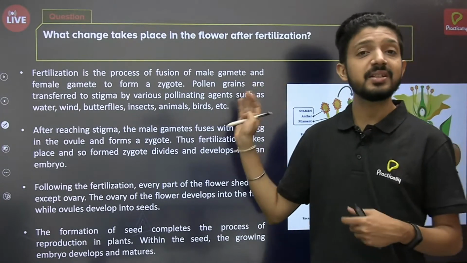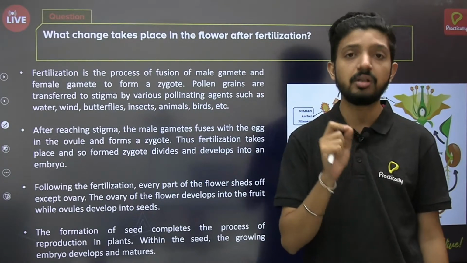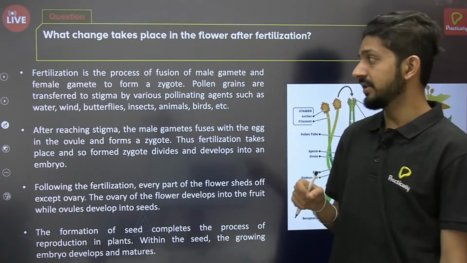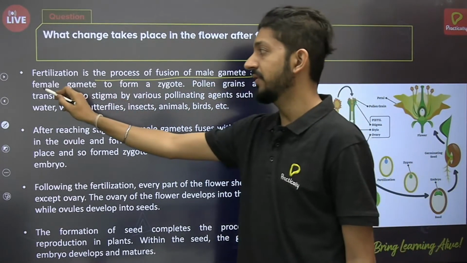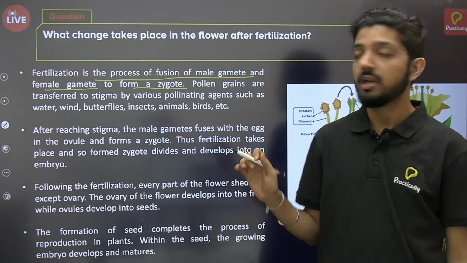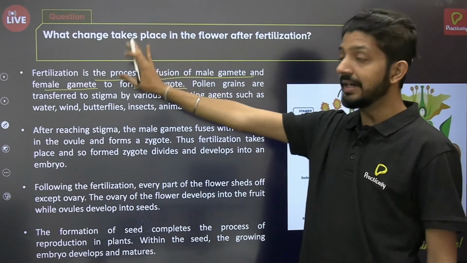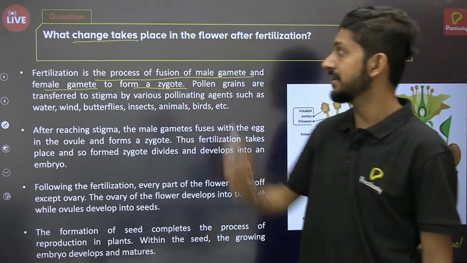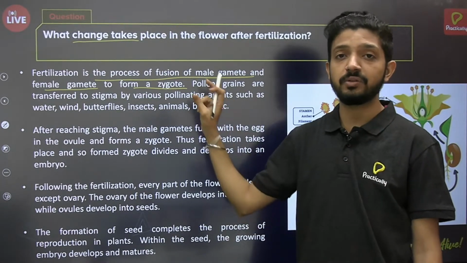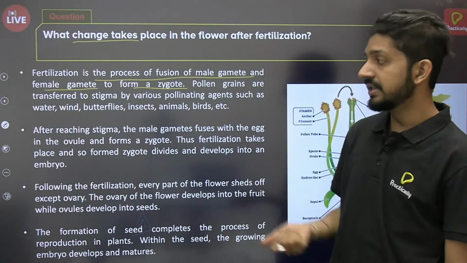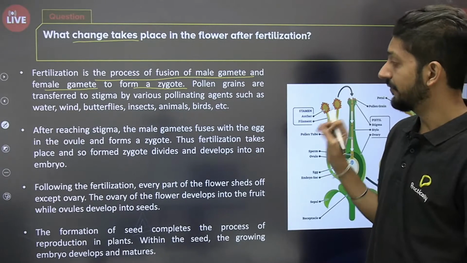If this is a long answer, a 3-mark question, you can give a short introduction or mention what fertilization is, like just tell that fertilization is a process of fusion of male gamete and female gamete, very simple, to form a zygote. Okay, so this is like an additional thing. It's not that important to mention, because the main thing asked in the question is what changes take place in the flower after fertilization. Only if this is a long answer, give the intro of fertilization. Next you can directly move on to the changes which take place after fertilization.